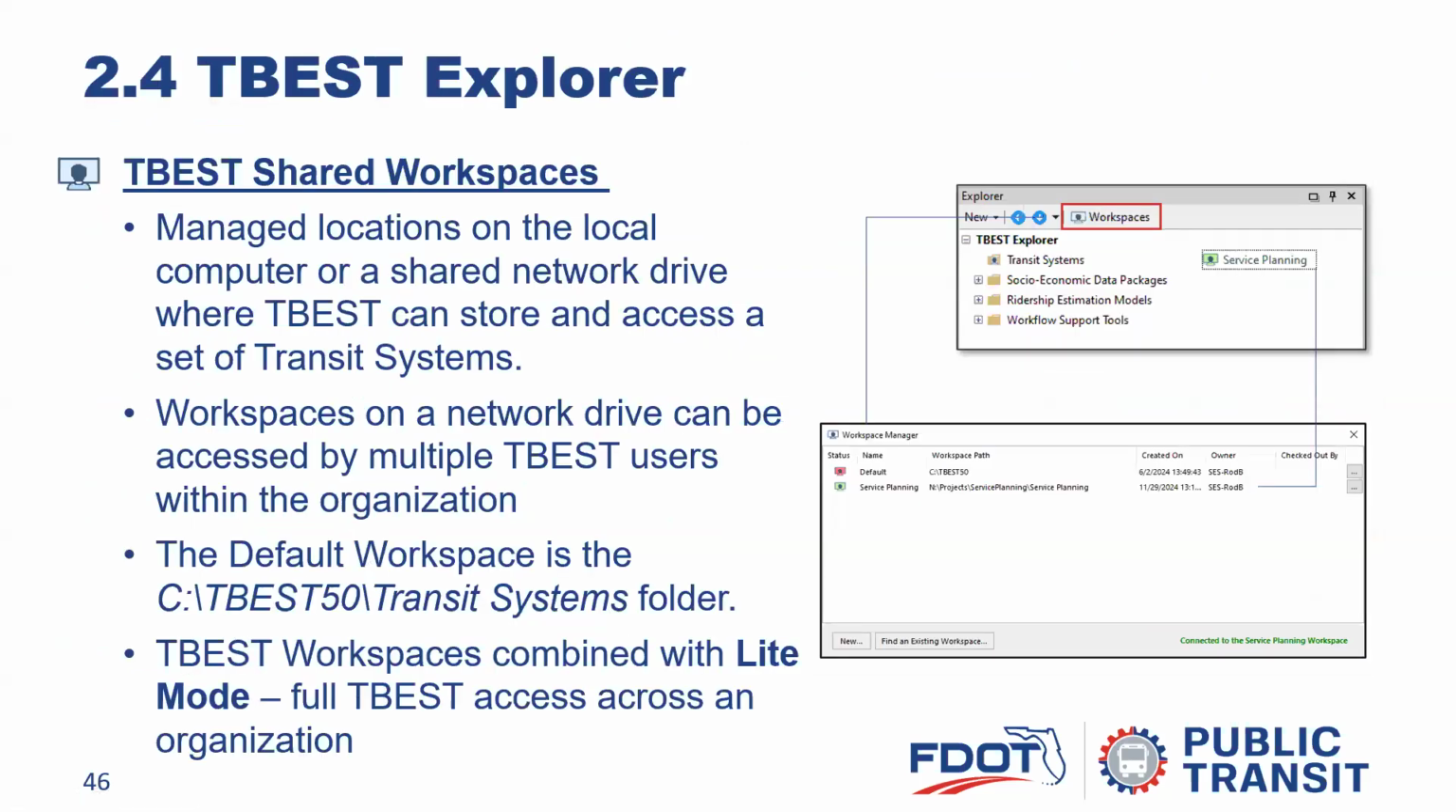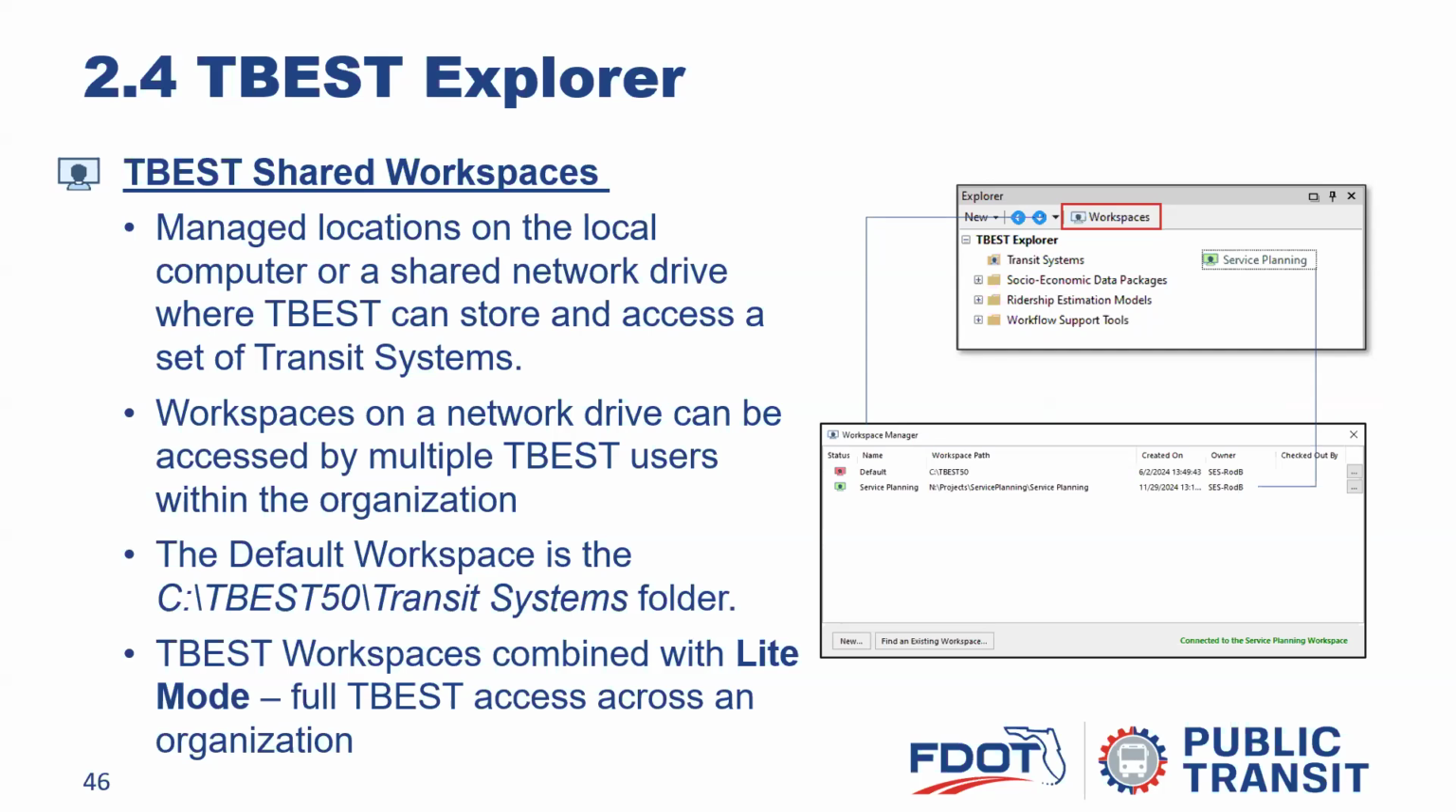Okay, so let's talk a little bit at the higher level about this workspaces component that's new to TBEST 5. As a definition, it's a shared workspace. It's a managed location on a local computer or a shared network drive where TBEST can store and access a set of transit systems. Workspaces on a network drive can be accessed by multiple TBEST users within an organization. So it's not necessarily on the internet, it's not cloud-based, it's on your local file server system where you can get to shared information on a file server.